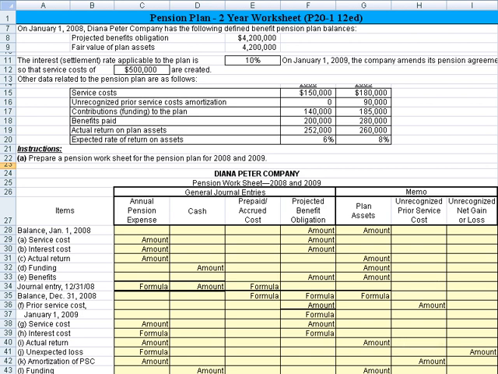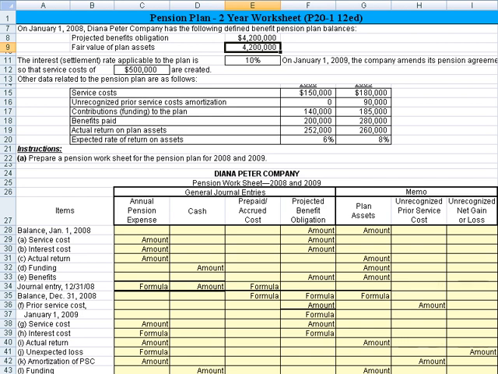Okay, let's take a look at this pension plan 2-year worksheet. I'll read the problem which appears at the top. On January 1st, 2008, Diana Peter Company has the following defined benefit pension plan balances. Looks like we've got $4,200,000 in projected benefit obligation, and we've got fair value of plan assets also equal to $4.2 million. The interest or settlement rate applicable to the plan is 10%.